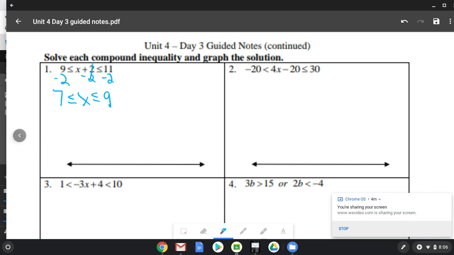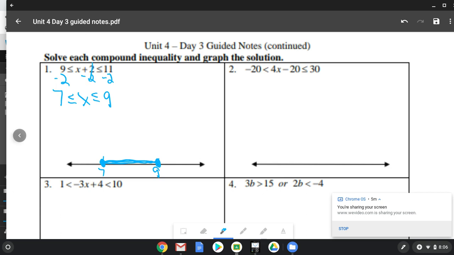So if we were to graph that, we make a 7, we make a 9, and then they're both equal to, so they're both closed circles, so let's close them down. And then it's graphed in the middle because it's an and type problem, because the x is in the middle.